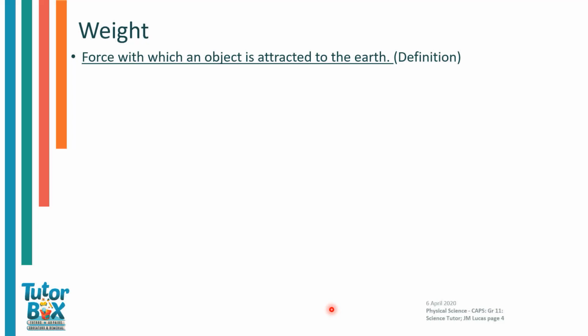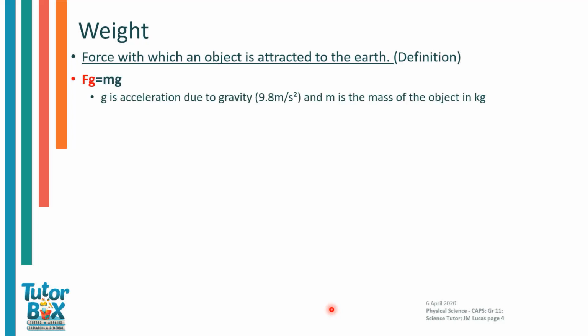The force with which an object is attracted to the Earth, standard. Its equation is Fg is equal to mg. Your g is your acceleration due to gravity. So different schools might expect this to be differently. I'm not too sure. However, my school in particular, and I know a few schools who do, always say it's 9.8 meters per second squared, and m is the mass of the object in kilograms. So always remember your SI units.